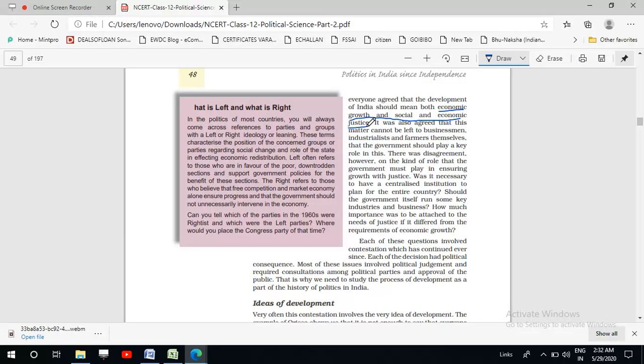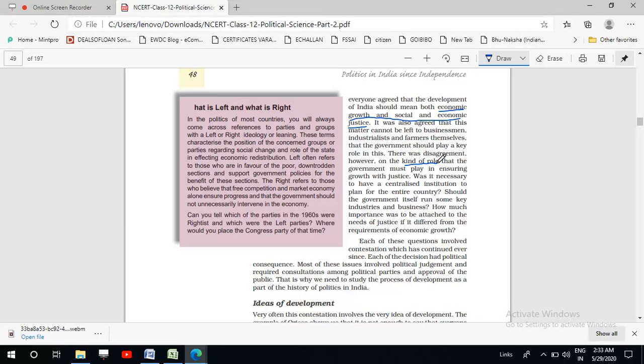But everyone was knowing that in India, in free India, the government must play a key role in the economy. But there was not agreement regarding the kind of role that the government should play in bringing growth with justice. So, what kind of role are we expecting from the government? What kind of role are we going to assign to the government for bringing growth with justice?